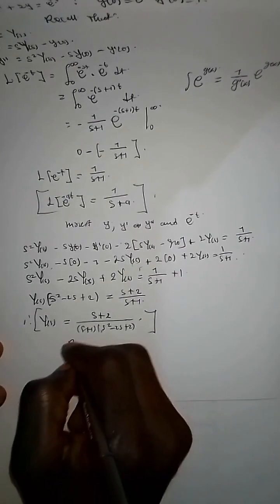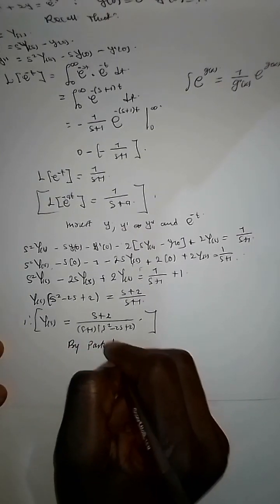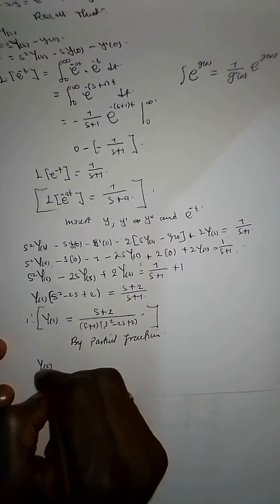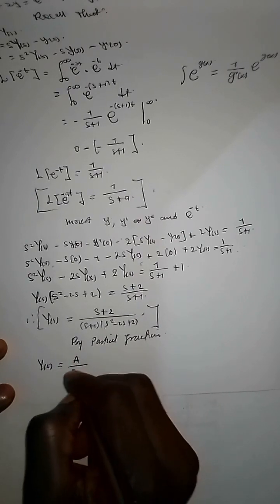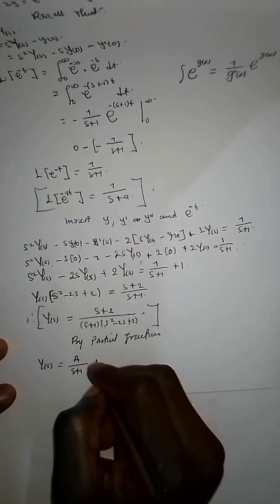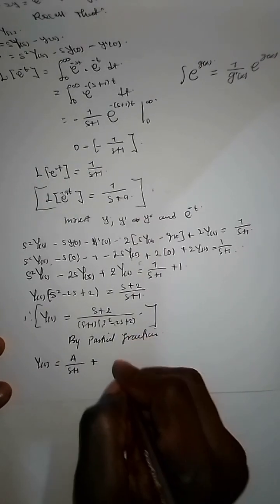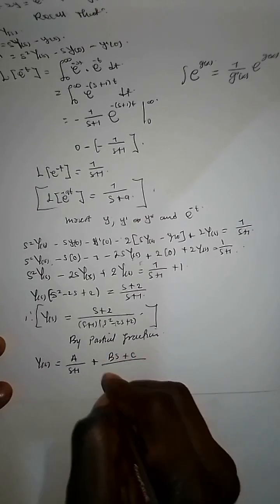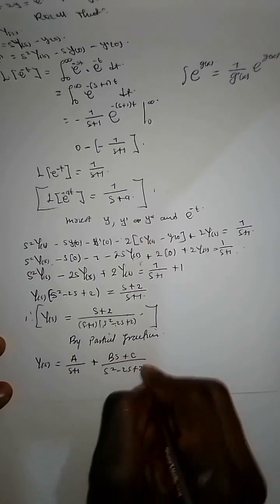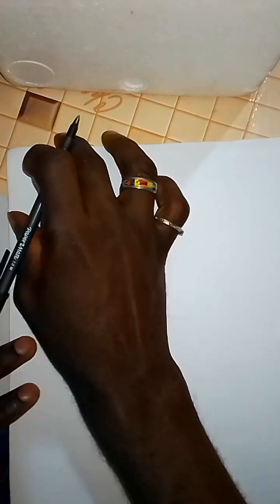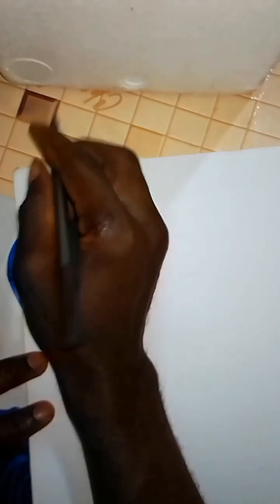Now by partial fraction, Y(s) can be written as A all over (s + 1), the first factor, plus, since this is a quadratic equation which cannot be factorized, we will be having (Bs + C) all over (s² - 2s + 2). We'll need to expand this term.